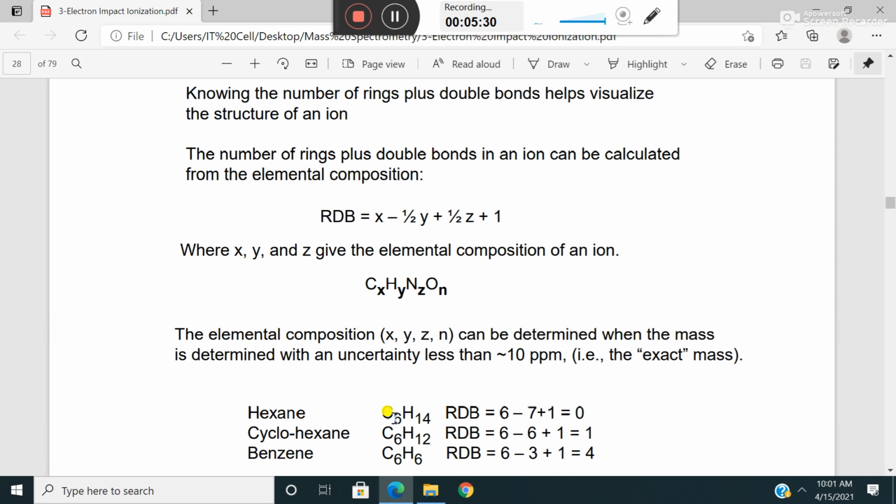I have this molecular formula, but I don't know how many double bonds or rings are in this structure. So how can I do that? Just put in how many carbons there are. The X value is 6. And what about the Y value? The hydrogen is 12, and 1/2 of 12 is 6. So 1/2 of 12 is 6, plus 1.